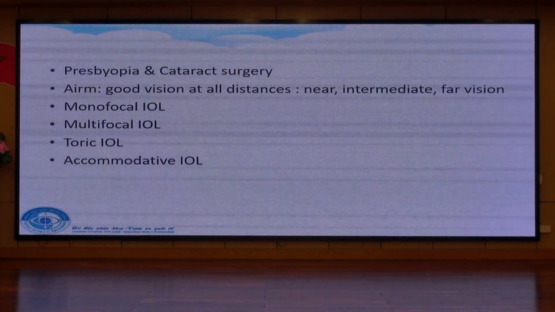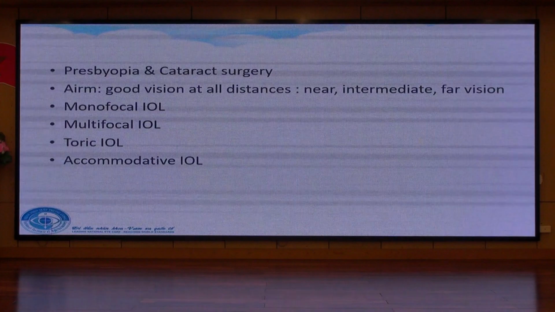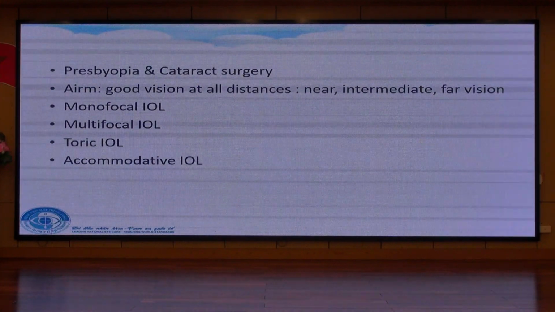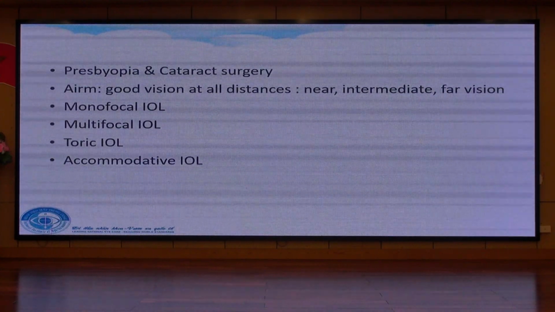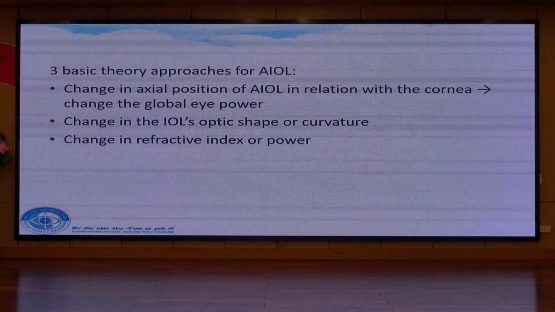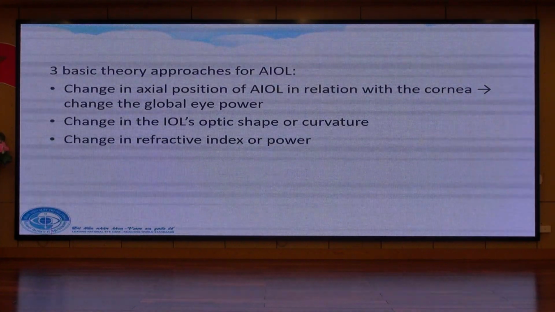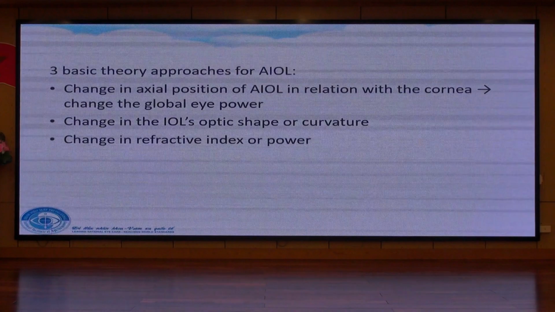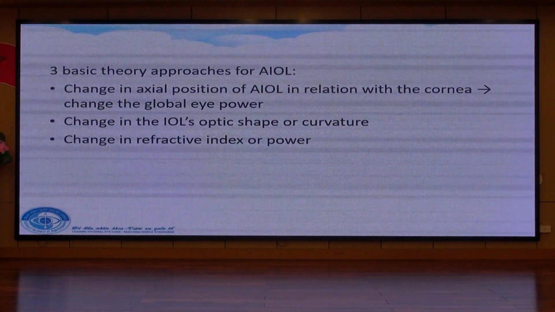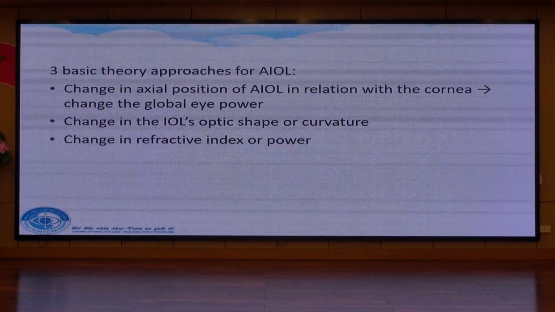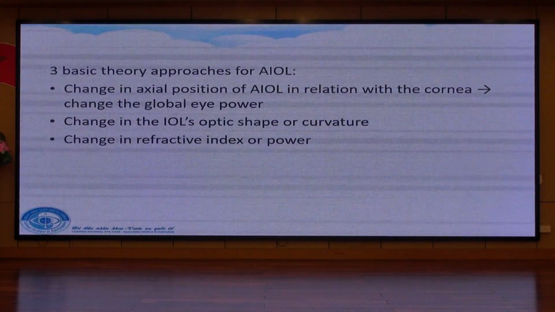And the last one is accommodative IOLs, which are capable of changing their power in relation with the active contraction of the ciliary muscle. There are three basic theoretical approaches for AIOLs. The first one is changing the axial position of the AIOL in relation with the cornea, so the result is changing the global eye power. The second one is changing the IOL's optic shape or curvature. And the last one is changing the refractive index or power.